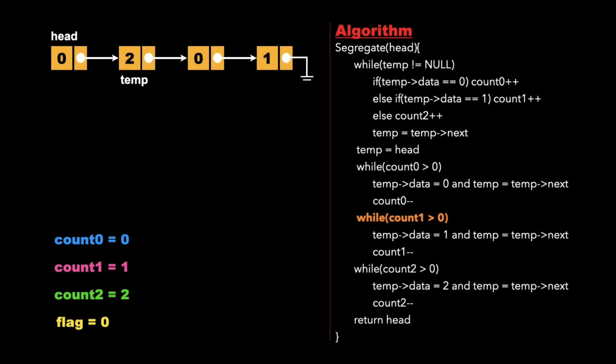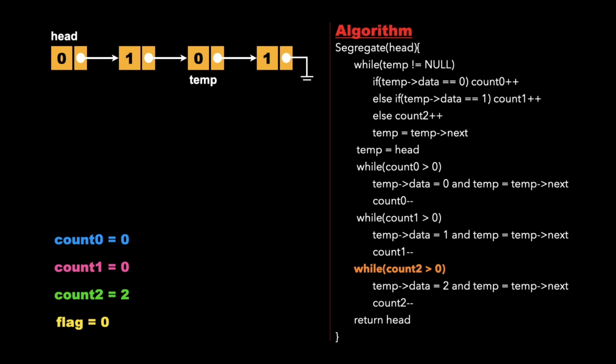Since it is greater than 0, we enter the while loop and we make temp of data as 1 and temp as temp of next, as well as we decrement the value of count 1. So the value of count 1 will be 0. We check whether count 1 is greater than 0, but count 1 is actually equal to 0, therefore this condition is false and we exit the while loop.